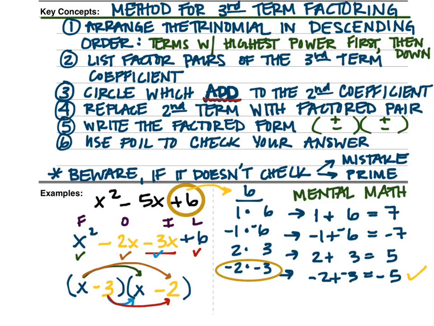Fourth is to replace that term with a factored pair. Fifth is to write the factored form. And sixth is to use FOIL to check your answer. Now this is the method that we went over in the video notes 4.3 on third term factoring. And so we're going to do some extra examples that are perhaps a little bit more advanced, would be a good word for it. So let's go ahead and do our first example.